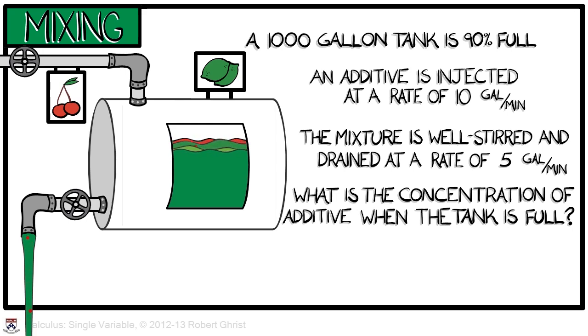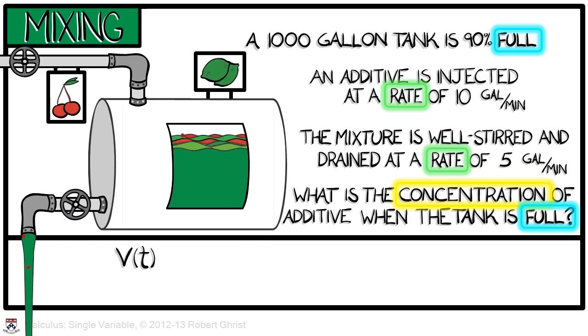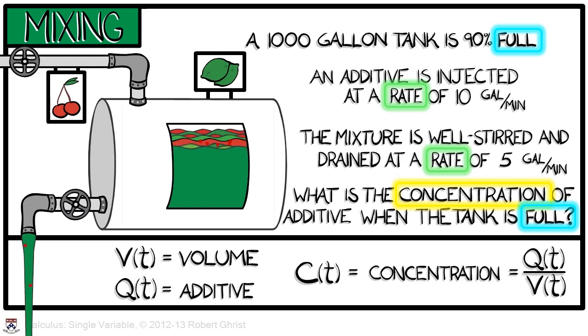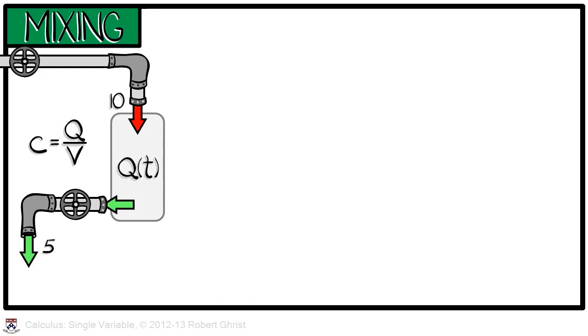There are a couple of features to this problem we're going to have to analyze. First of all, we're talking about when the tank is full, so we've got to be concerned with volume. Also, we are told the rate of change of the volume, that coming in and that going out. Lastly, what we're asked about is the concentration of the additive in the tank. Let's set a few variables. First of all, V of t is our volume. Next comes Q of t. That's the quantity of the additive that is put into the tank. So that when we talk about the concentration, C of t, that is simply Q of t over V of t. Let's derive the differential equation and then solve it.